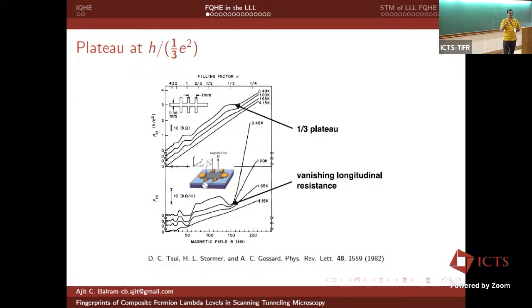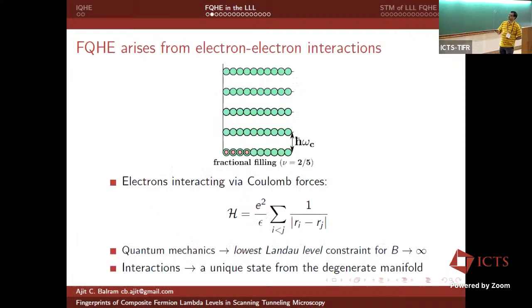So again, there is a gap in the system, which is why the longitudinal resistance vanishes as you go to lower and lower temperatures. And Tsui seems to have remarked that he saw quarks in a condensed matter system, but quarks are not at all relevant here, right? This is all a milli-electron volt phenomenon, and quarks occur only at very high energy scales.